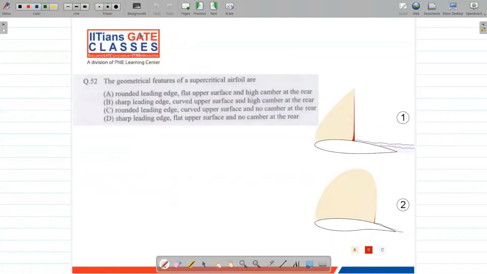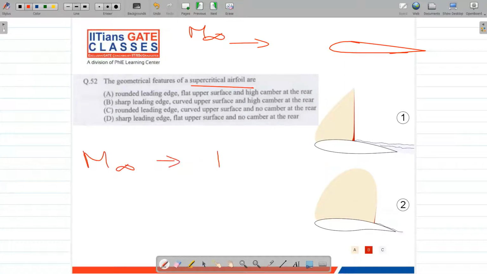All right. In this question, what they're asking is the geometrical features of a supercritical airfoil. Supercritical airfoils are a type of airfoil which we use to make sure that our wave drag is delayed as much as possible. What I mean by that is, let's say you have an airfoil flying at some Mach number, m infinity. As m infinity keeps increasing towards 1, there is some subsonic Mach number, for example, 0.8.